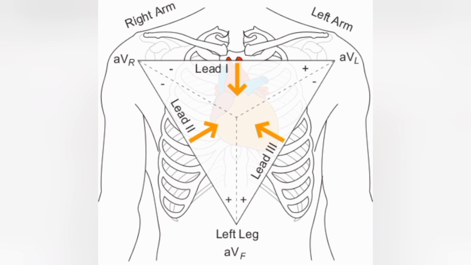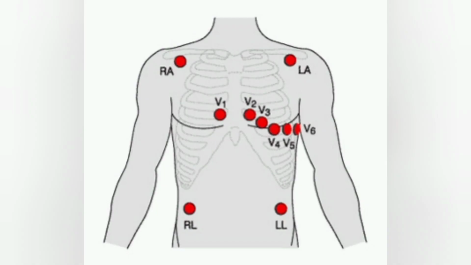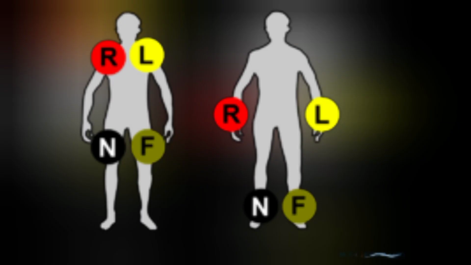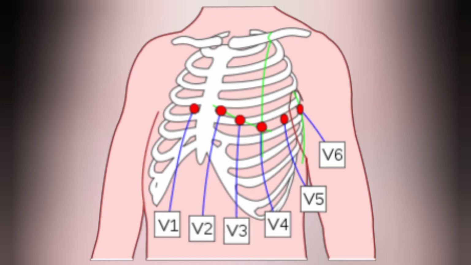The three other leads are the AVR lead, that is right arm, the AVL lead, that is left arm, and the AVF lead, that is left leg. These are called unipolar leads and are also named augmented leads. Another 6 electrodes placed in standard positions on the chest wall give rise to 6 unipolar leads known as precordial leads, from V1 to V6. Limb leads are named RA, LA, RL and LL, and are color coded to avoid misplacement. Red is for right arm, green is for left leg, yellow for left arm and black for right leg, which is neutral.